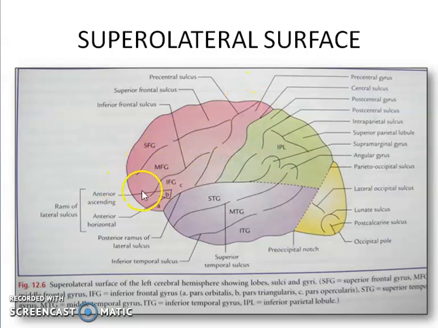Superior and inferior frontal sulci extend forward from the precentral sulcus and divide the rest of the frontal lobe into superior, middle and inferior frontal gyri. The inferior frontal gyrus is invaded by the anterior ascending and anterior horizontal rami of the lateral sulcus.